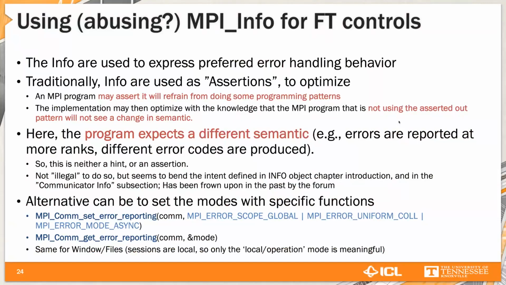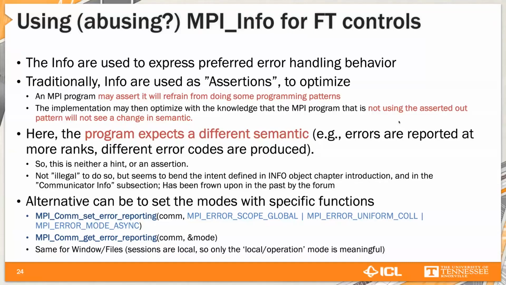Here, this is not what we are doing. We are doing something slightly different in that we are mandating different behavior based on these info keys, and the API application is then expecting to see different behaviors from the interfaces. So this is not illegal in the strong sense, but it seems contrary to the intent that was defined for the info object in the info object chapter introduction and in the communicator info subsection that describes what info assertions are.